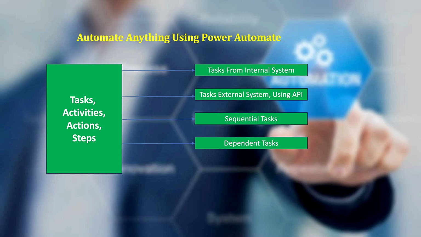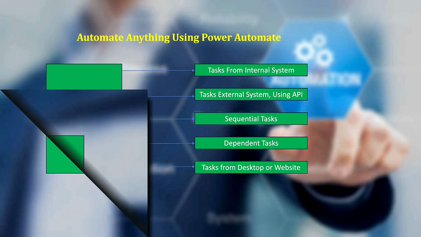You can send automated notifications and tasks from your desktop application, from websites. That is what you can record using Power Automate. So you can execute all those steps with minimum human interaction. You can see each and everything in your system you can automate using Power Automate.